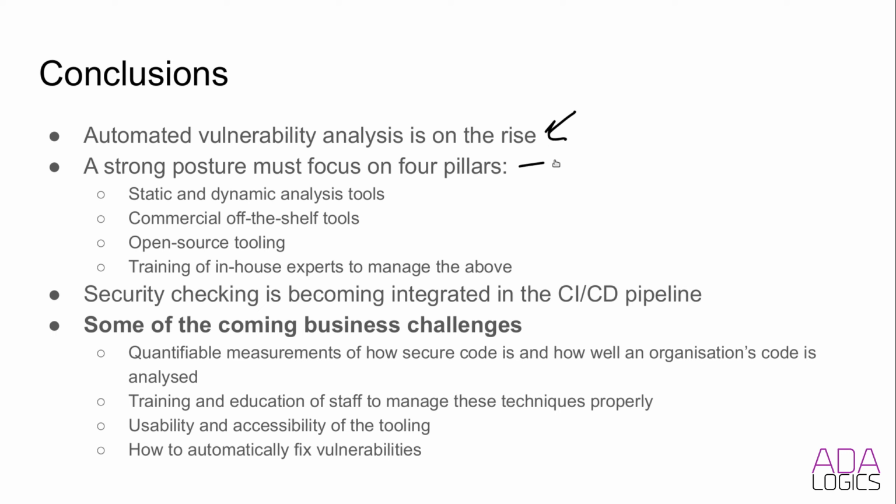And my recommendation here is that a strong posture in terms of automated security analysis must focus on four different pillars. First, you must have techniques that are both static and dynamic analysis. You must have tools that have quite diverse characteristics in order to get a good broad spectrum. Finally, you should use some commercial off-the-shelf tools as well as open source tooling. It's really important that you also leverage this open source tooling, because there's a lot of energy also put into that.